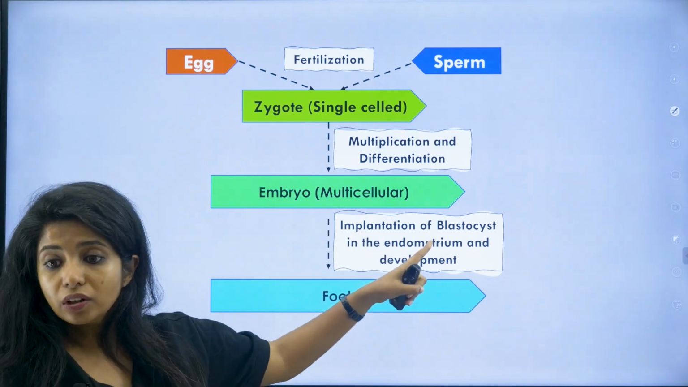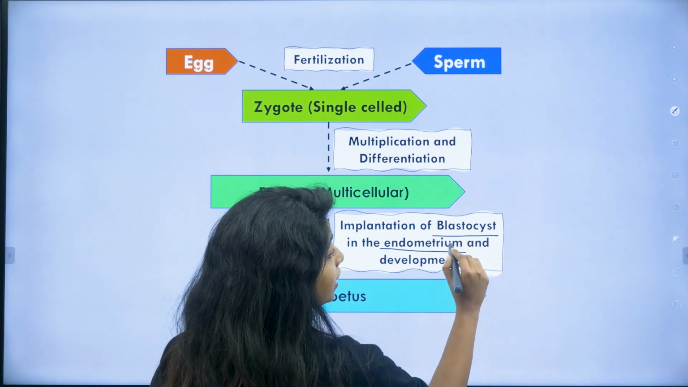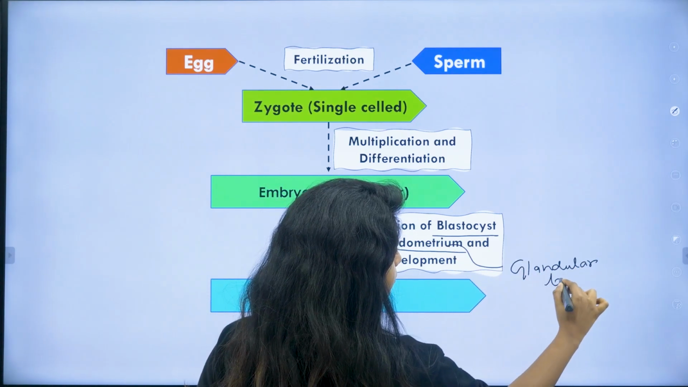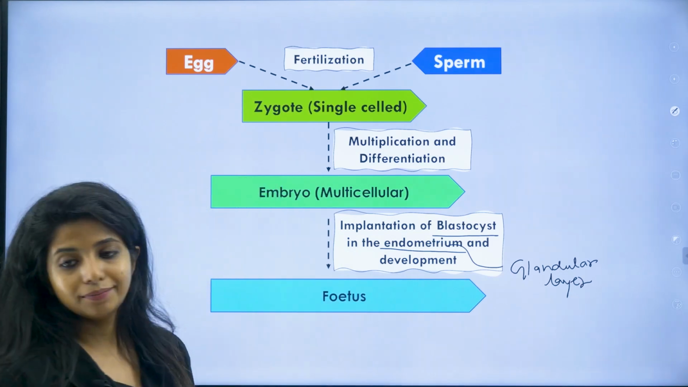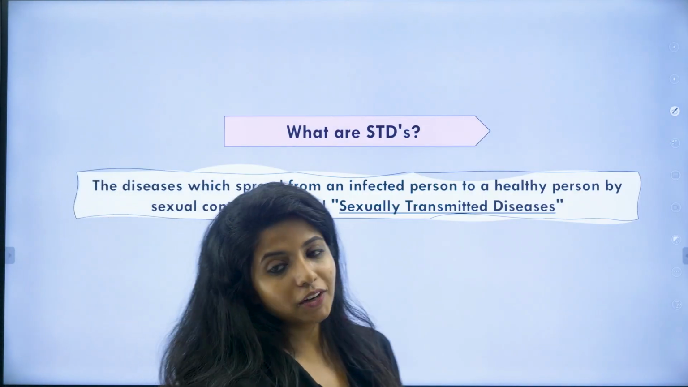Then implantation occurs. In what stage, children? Blastocyst. Where does it occur? Endometrium. Endometrium is, children, the glandular layer. Okay, and then it forms a fetus. Now, the last part of the chapter.